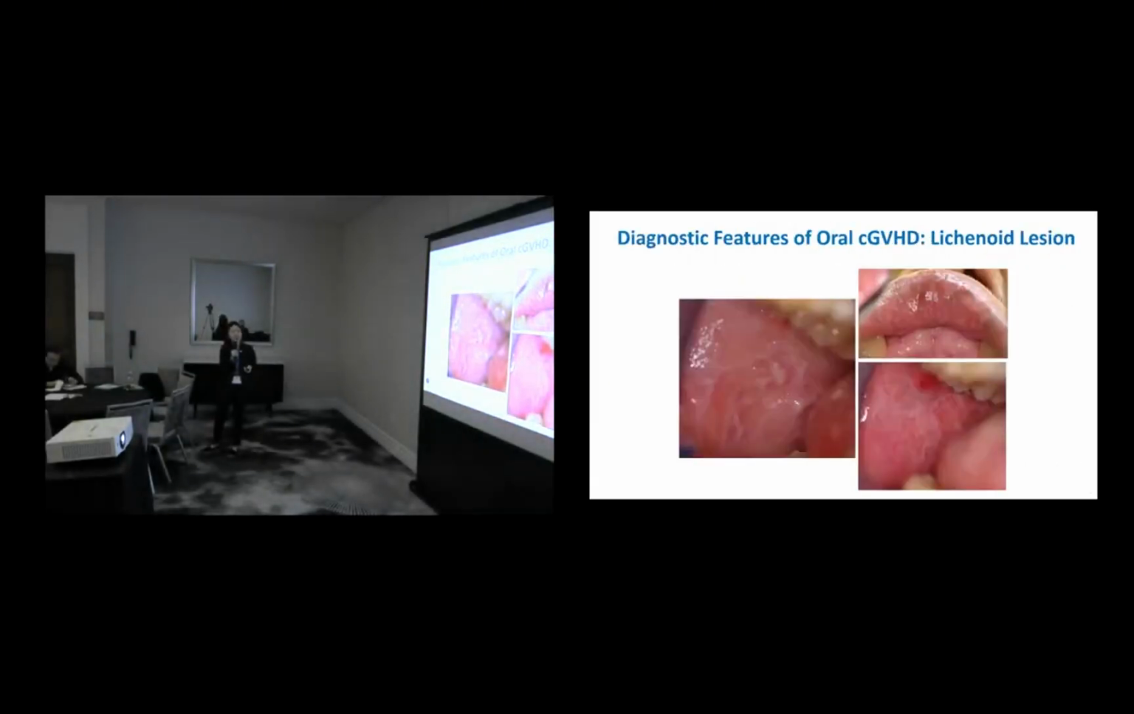These are some images I just wanted to share to show some of the diagnostic features of oral GVHD. So these are some of the lichenoid lesions that we talked about. It'll be these white lines, red lines around your buccal mucosa, as well as the inner part of your lips, your gingiva there.